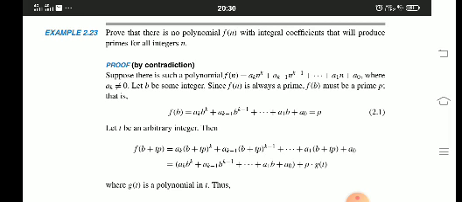You know that the polynomial is of the form f of n equals a_k n to the k plus a_(k-1) n to the k minus 1, plus etc., plus a_1 n plus a_0.